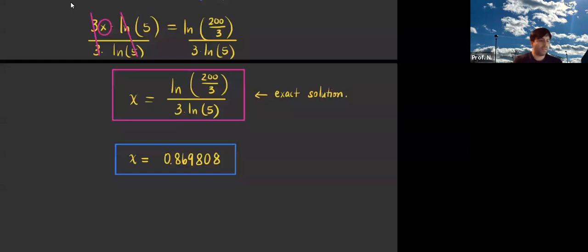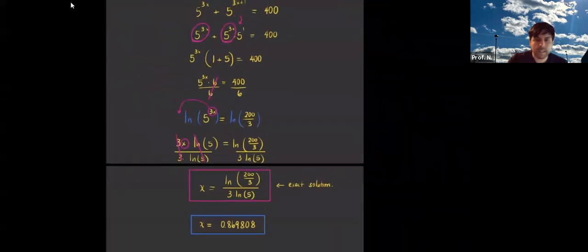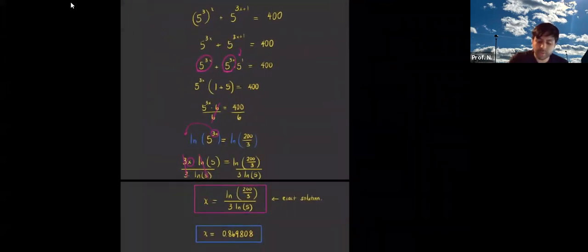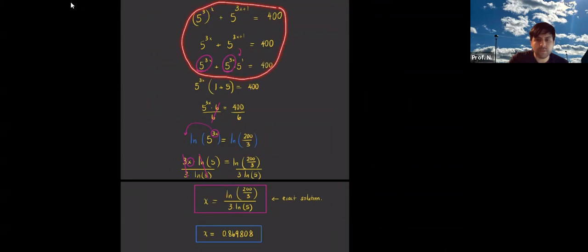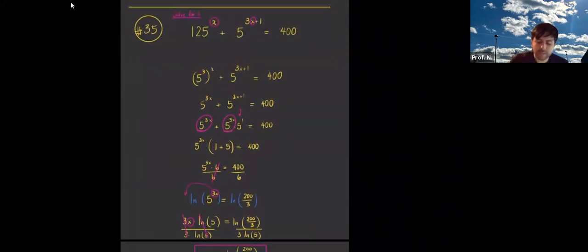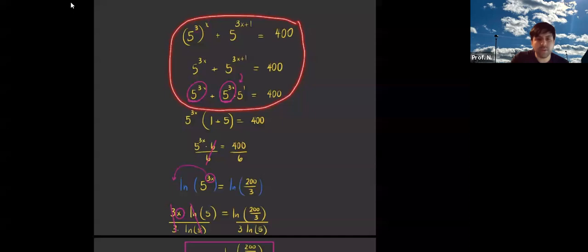Okay. Any questions about this? I think what might be a bit troublesome is these intermediate steps here. So just be very careful. Have your eyes peeled to see where you're headed with the equation.